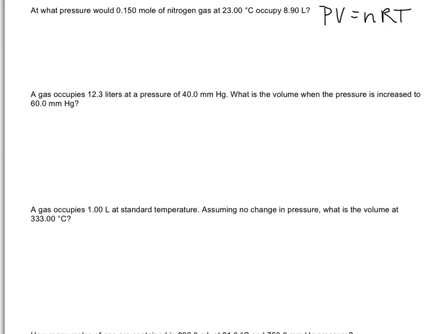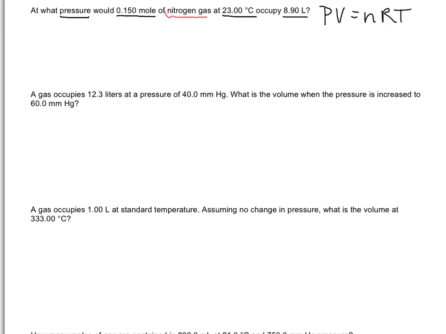So our first example here: at what pressure, so we know we're going to be solving for pressure, would 0.15 moles of nitrogen gas at 23 degrees Celsius occupy 8.90 liters. You may recall that we can use the ideal gas law, its basic form, without knowing what type of gas we have. And so I kind of skipped right over the fact that this is nitrogen gas, because we don't actually care about that to solve this problem.